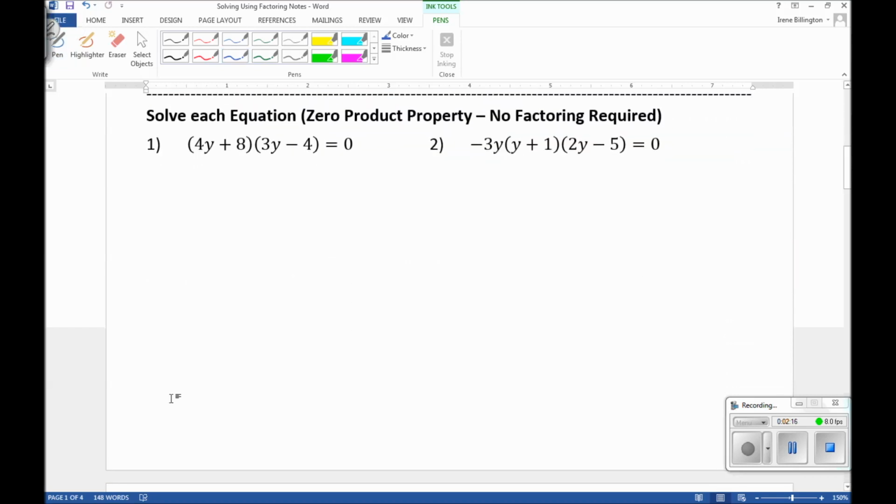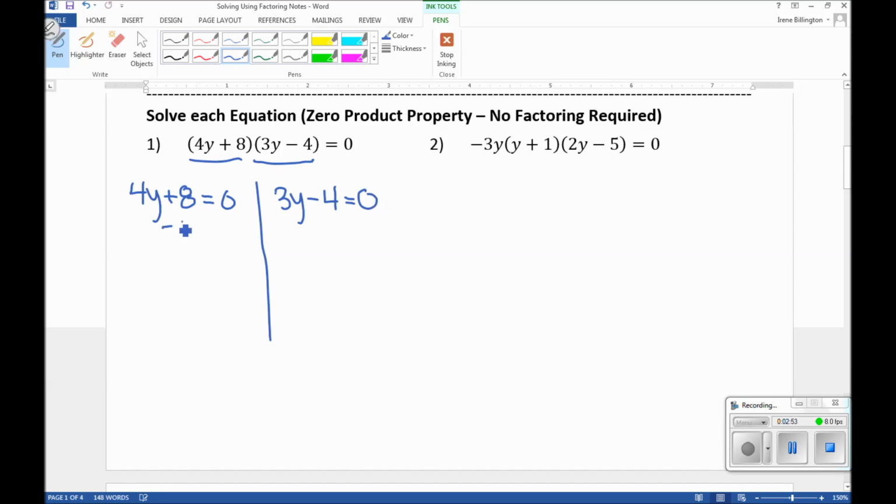So we're going to keep our focus on the zero product property. We're not going to worry about the factoring part yet. In this example, we have 2 factors, 4y plus 8 and 3y minus 4. Because those 2 factors are equal to 0, we know that each factor can equal 0. So 4y plus 8 can equal 0. And 3y minus 4 can equal 0. We will solve each of these equations.